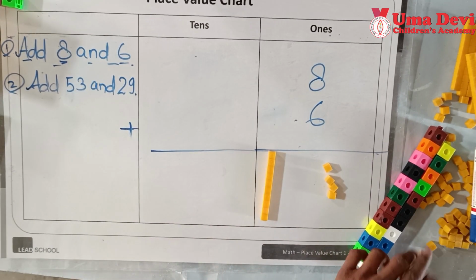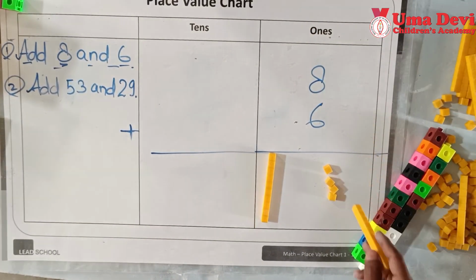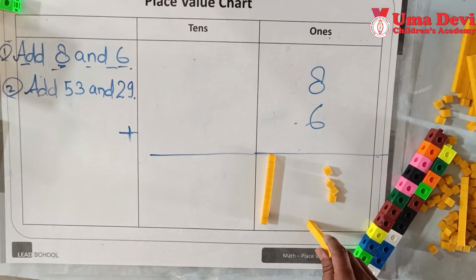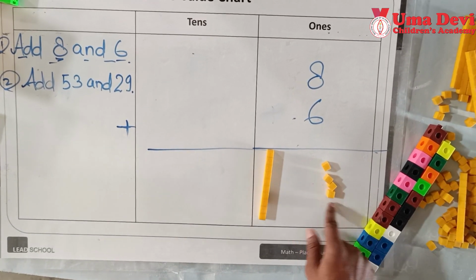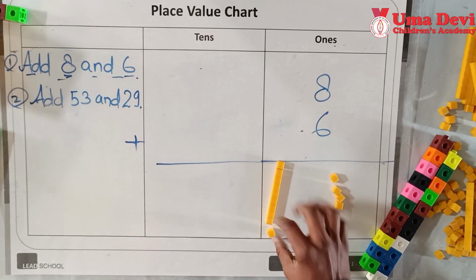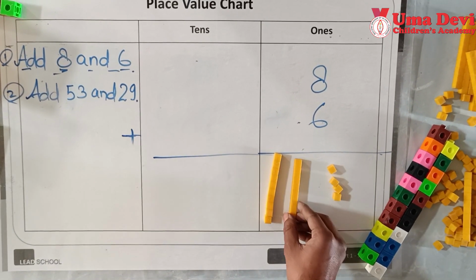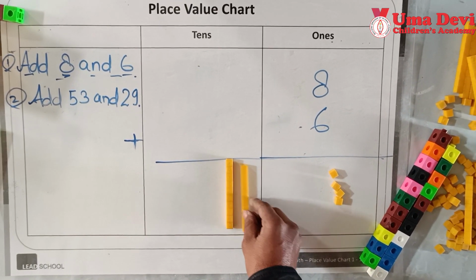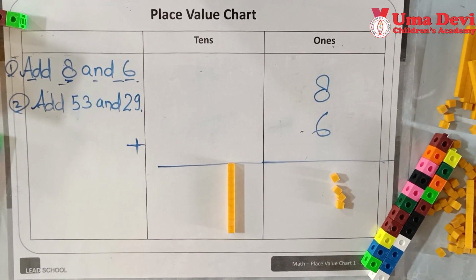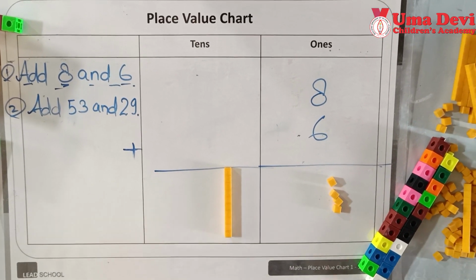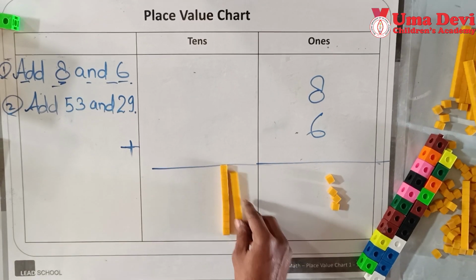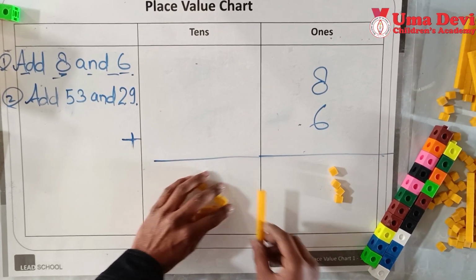So look here, in the ones column only ones numbers will live. Okay, it means we can put only ones blocks here. These are the ones blocks, but there are 10 of them. So we can replace them, meaning these will move to the tens column. Look here, now I am replacing these blocks with this one.